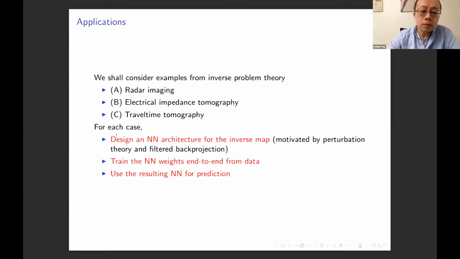Okay. So I'll go through these applications one by one. For each application, I'm going to design a neural network architecture for the inverse map of that specific problem. Then I'm going to train the neural network weights end to end using the limited amount of data that I have. And finally, once you have the neural network ready, you can use it for prediction.